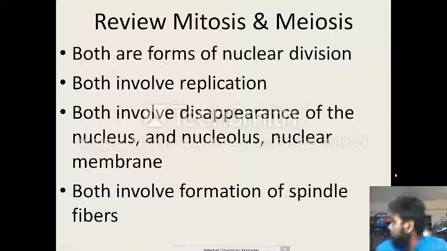Review of mitosis and meiosis. So both are forms of nuclear division. Now our main topic starts, the review for mitosis and meiosis. Both are forms of nuclear division. Both involve replication. Both involve disappearance of the nucleus and the nuclear membrane. Both involve the formation of spindle fibers. These are the similarities between mitosis and meiosis.